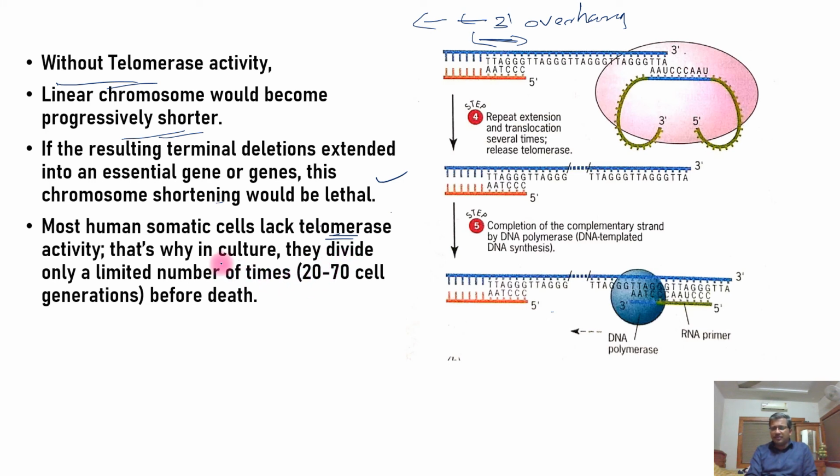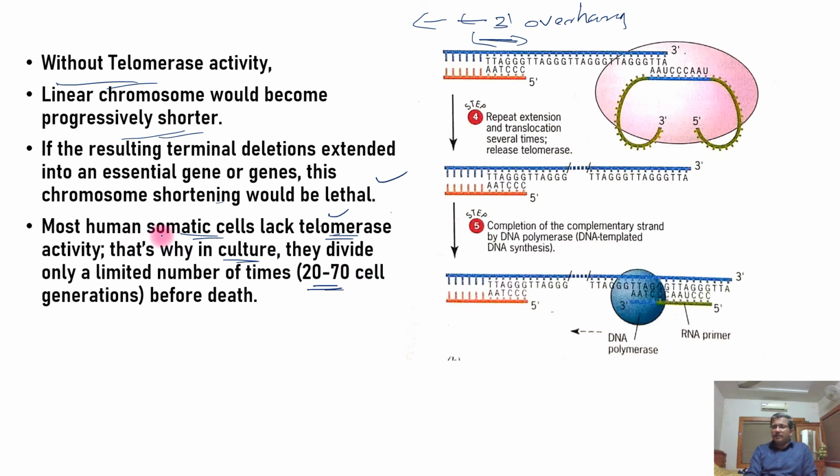For example, if you are culturing somatic cells isolated from your body in culture media, they can divide up to 20 to 70 cell divisions. After that, they undergo senescence or death. Why? Because they lack telomerase, and as a result, you lose a telomere portion after each cell division, which means after each replication. Finally, you have a telomere length that is not sufficient for normal functioning of the cell. As a result, the cell undergoes death. Senescence happens.